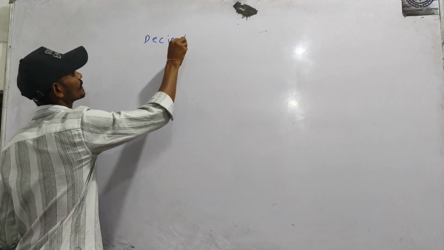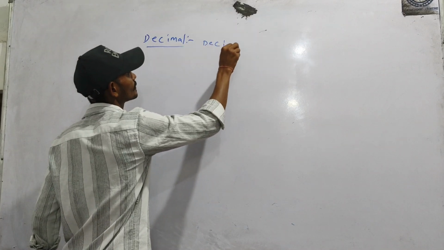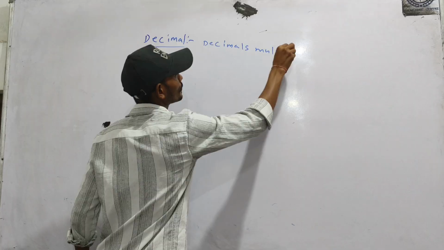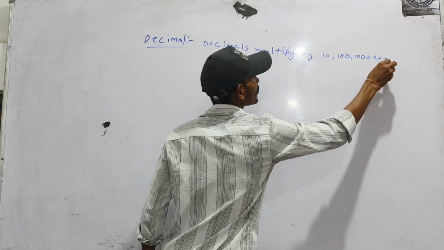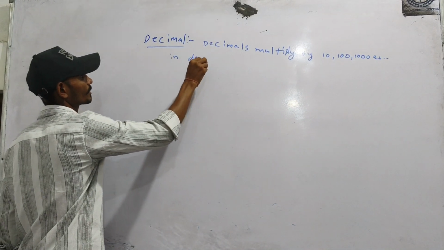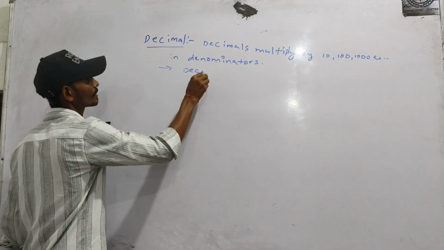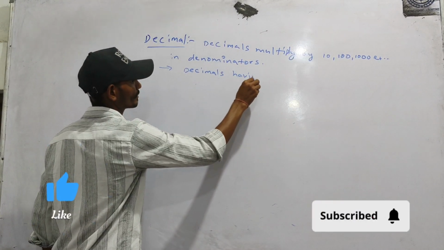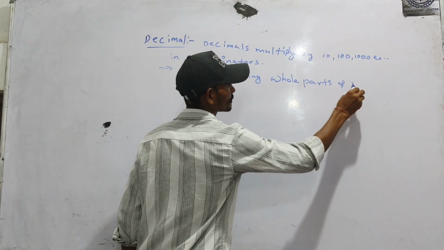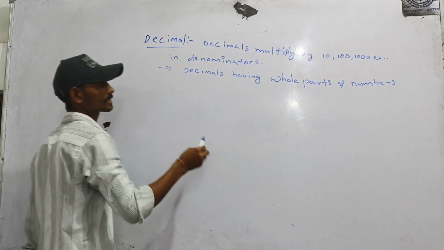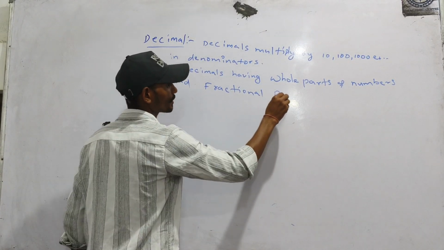Decimals are numbers multiplied by 10, 100, 1000, etc. in the denominator. Decimals have whole parts of numbers and fractional parts.